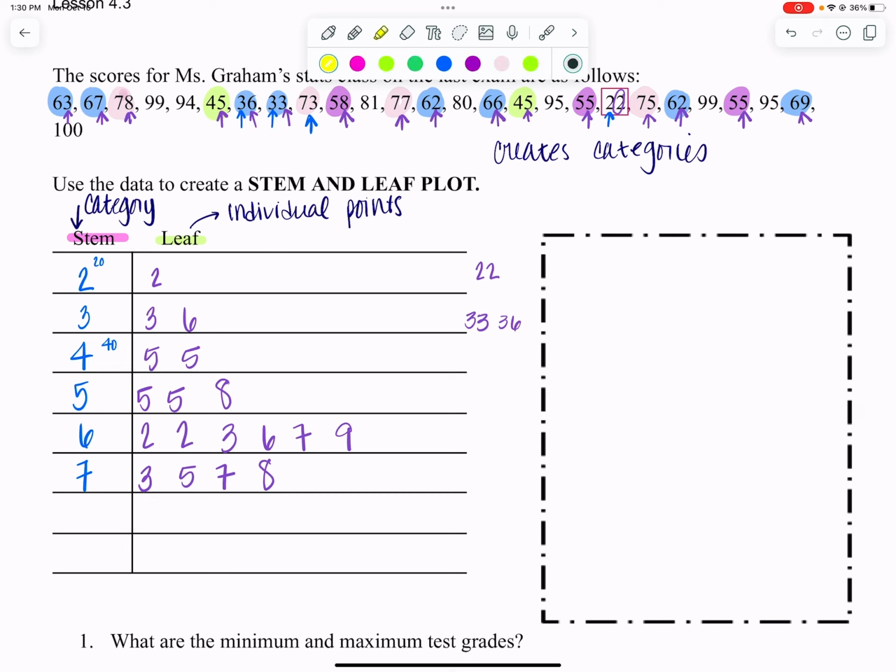I'm running out of colors here. If I go look in the 80s range, I have an 80 and an 81. So I'm going to make my 8 for the stem. And this is a new one. We have an 80. So that means I need to start with a 0, because 8 and a 0 makes an 80. And then, what was my other one? 81. So I just need 1.